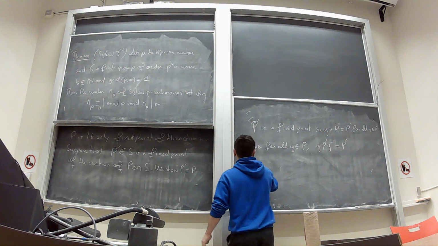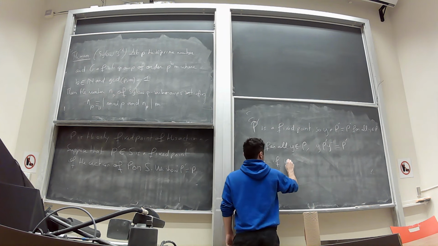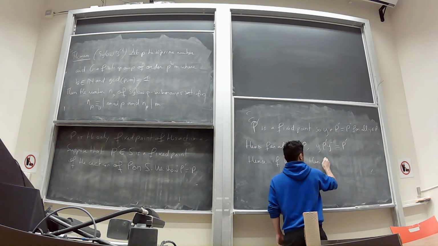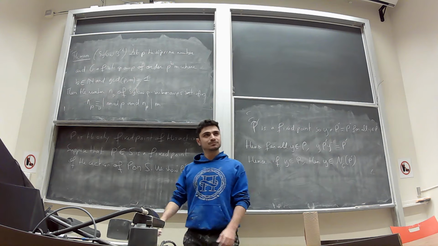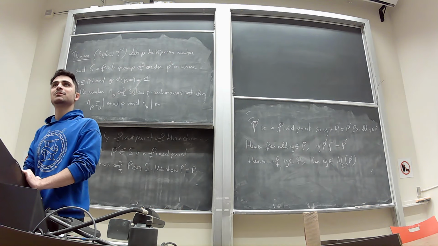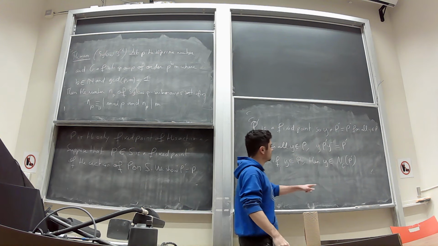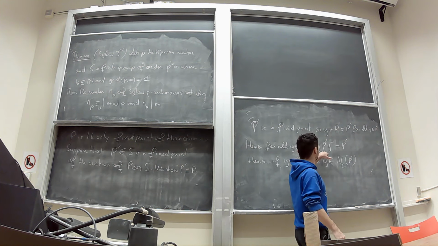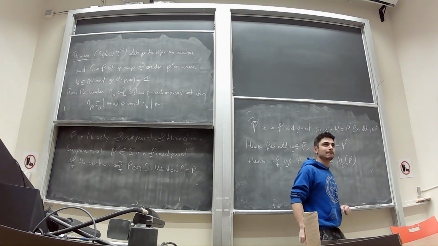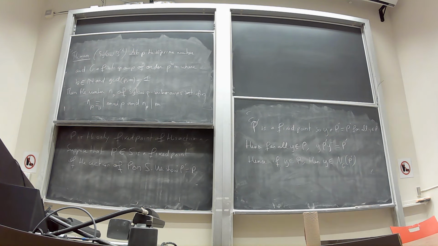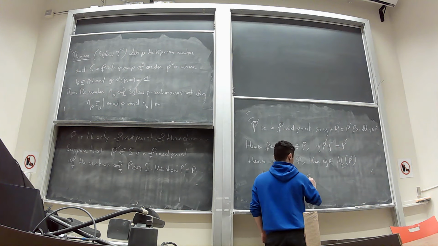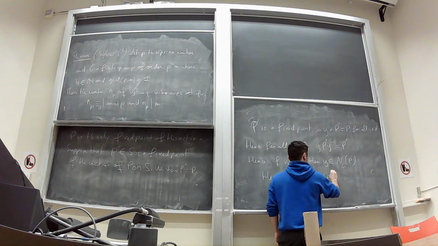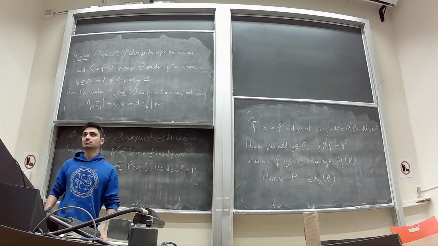Hence, if y is in P, then y belongs to the normalizer of P prime in G. So far so good. What is the normalizer of P prime in G? It's the set of all g in G such that g P prime g inverse is equal to P prime. So far so good. Hence, P is contained in N_G(P prime). So far so good.